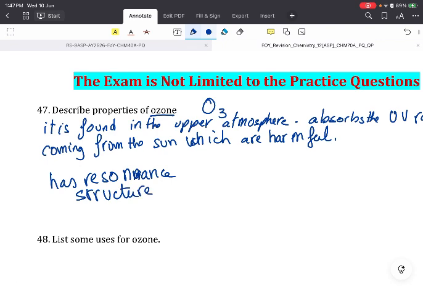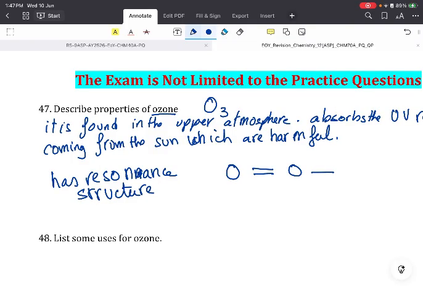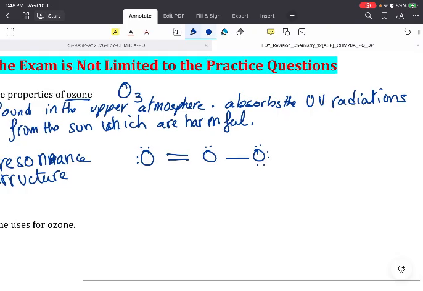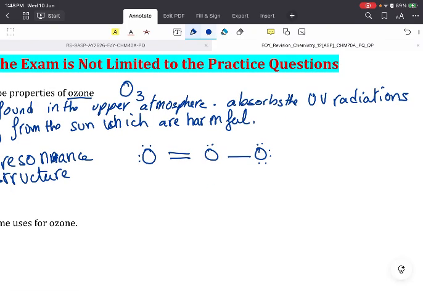Resonance means it's a correct Lewis structure. So if I draw ozone, the 3 oxygen atoms will have 1 double bond and 1 single bond, and the rest of the oxygen will have, like the one here, 3 lone pairs, whereas this one will have 2 lone pairs, and this one, because it has the maximum number of bonds, higher than the other 2 oxygens, has 1 lone pair. That's a Lewis structure, option 1.